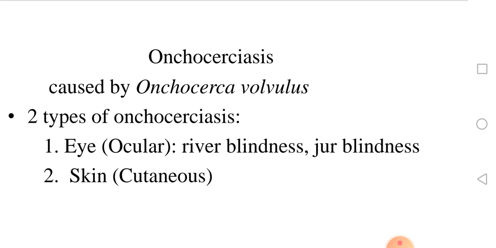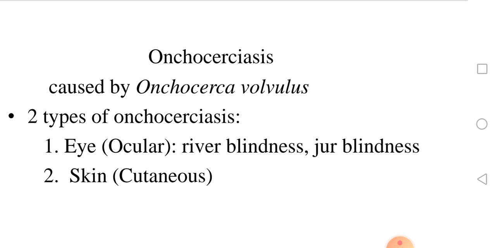This parasitology lecture is about onchocerciasis. Onchocerciasis is a parasitic disease caused by Onchocerca volvulus. There are two clinical types of onchocerciasis.